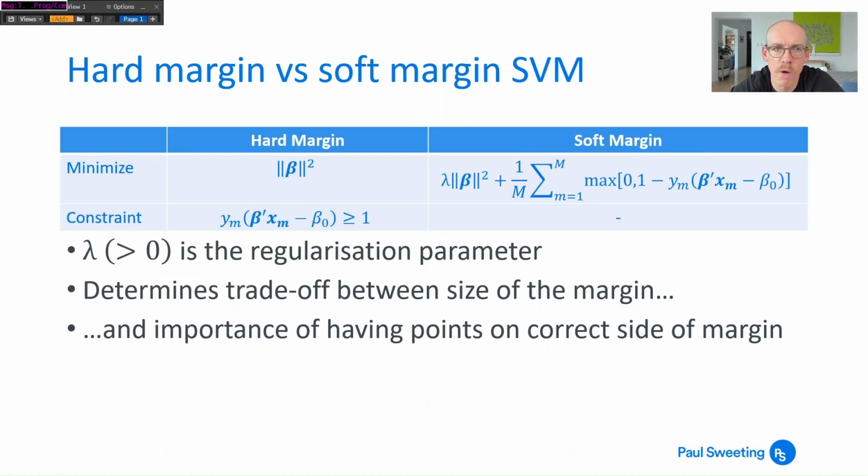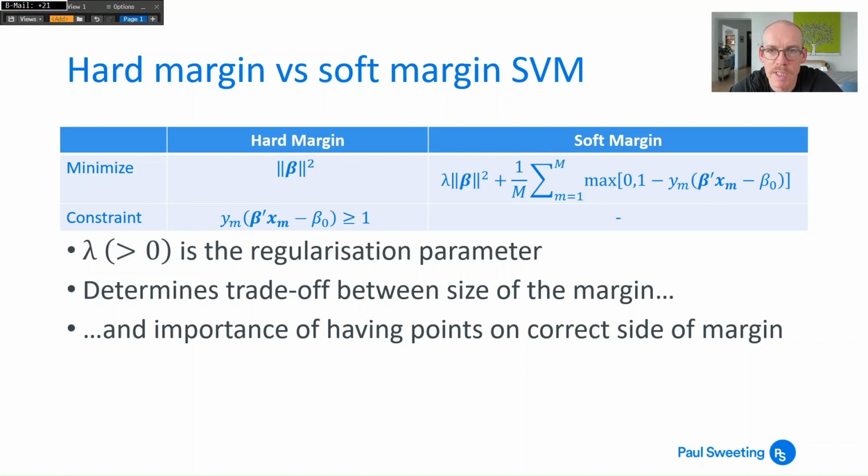So just to compare again, just so you can look at it visually, hard margin versus soft margin support vector machines. For a hard margin, you're trying to minimize the norm of beta squared, subject to that constraint below. For the soft margin, you're trying to minimize a parameter multiplied by the norm of beta squared, plus the sum of all of the variables that fall within that margin, which is what that max function is going to do, divided by the number of variables that you've got, the number of firms that you've got.